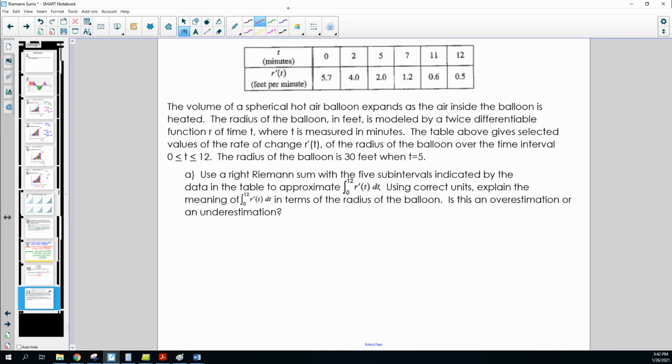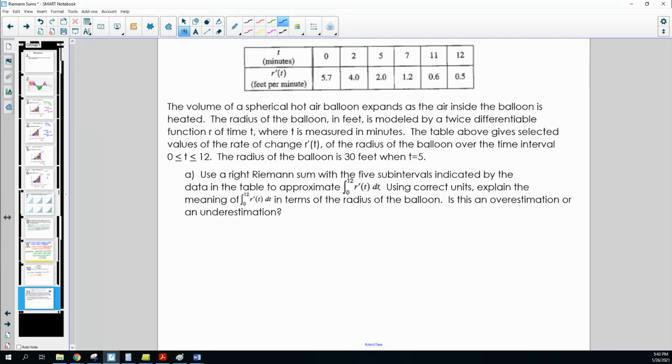Okay, and then we're going to do this last problem. Here you have a volume of a spherical hot air balloon that expands as the air inside the balloon is heated. The radius of the balloon in feet is modeled by a twice differentiable function r of t, where t is measured in minutes. The table above gives selected values of the rate of change, r prime of t, of the radius of the balloon over the time interval from 0 to 12. The radius of the balloon is 30 feet when t is equal to 5. So that's our initial condition.